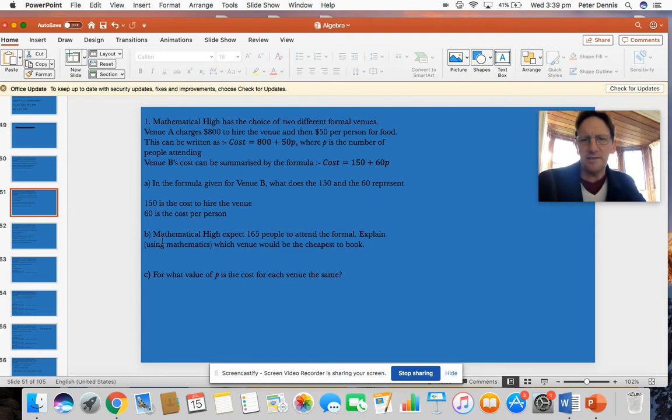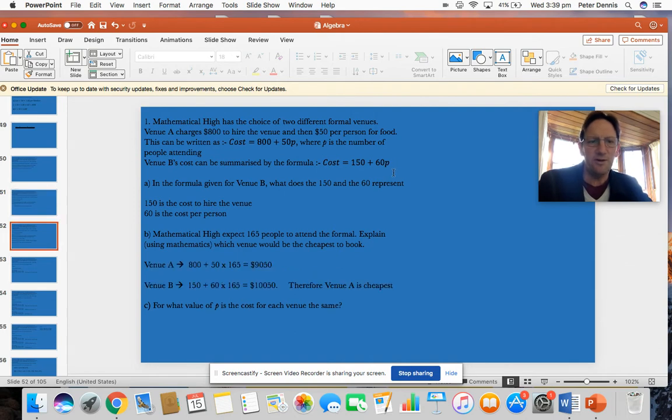Mathematical High expects 165 to attend their formal. Explain using mathematics which venue would be the cheapest to book. So all we're going to do is substitute 165 into this formula and 165 into this, and pick the cheapest. Venue A is 800 plus 50 times 165. Venue B is 150 plus 60 times 165. So venue A is the cheapest. You would pick venue A.